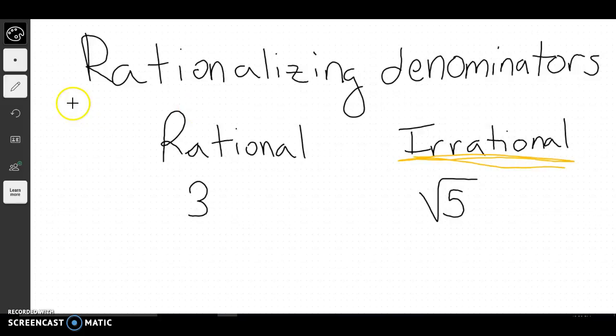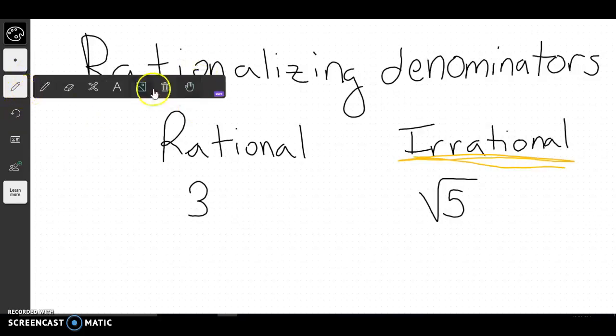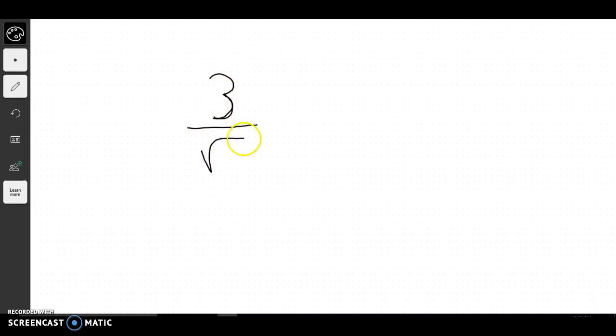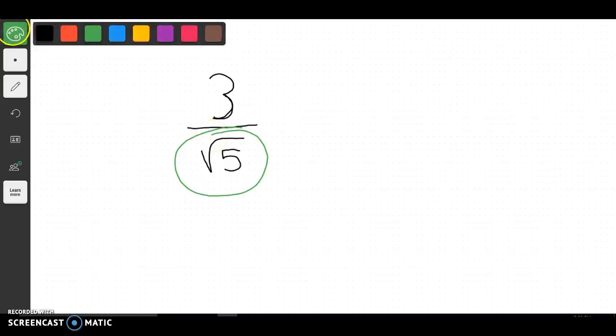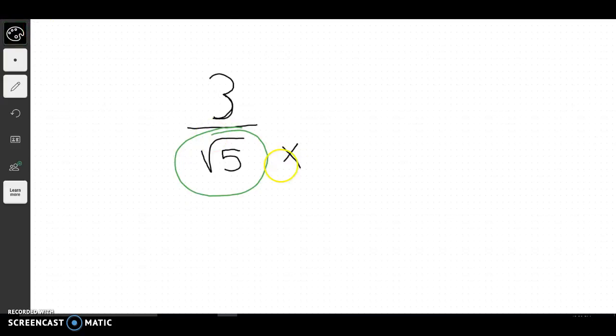So what this means for mathematicians is mathematicians really don't like to have denominators that are irrational. Say you get something like this, 3 over radical 5. Mathematicians really don't like that, and the reason is because you have to think of dividing some number by something that you have no clue what it is. So here's how they go about fixing it. They multiply the top and bottom by radical 5.